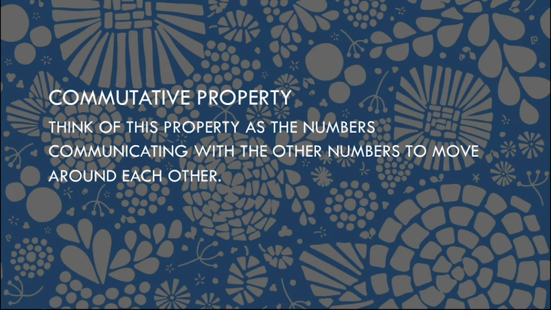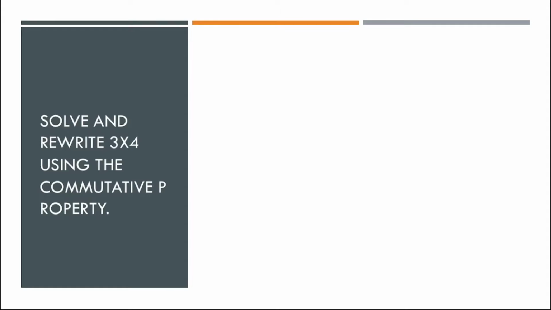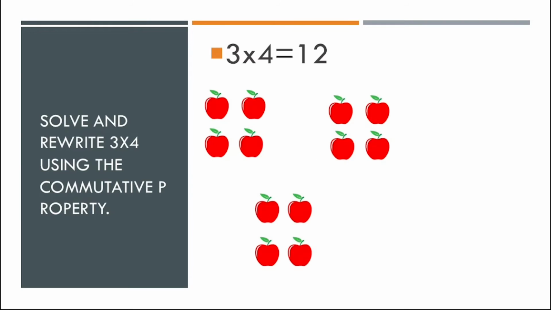Now let's do some commutative property practice. I like to think of this property as the numbers communicating with the other numbers to move around each other. Our first problem is solve and rewrite 3 times 4 using the commutative property. First, we can solve 3 times 4. It equals 12. Written this way, there are 3 groups of 4.